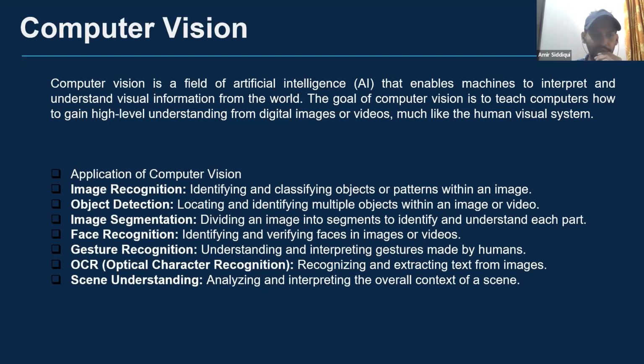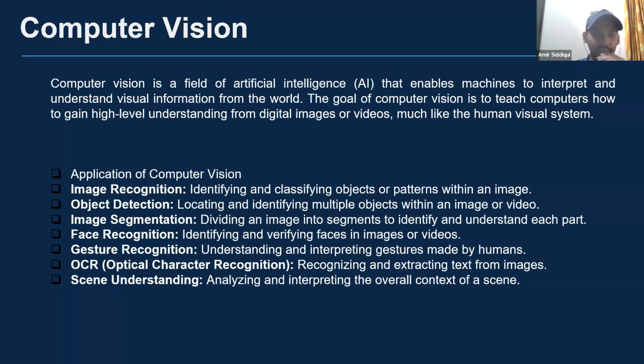And in computer vision, there are different applications. One of them is image recognition. In that, you have, for example, 2 or 3 images, and you want to recognize whether the image is of a man or a woman. In case of animals, you have a cat or a dog, and you would like to recognize whether it is a cat or a dog. So that is part of image recognition.